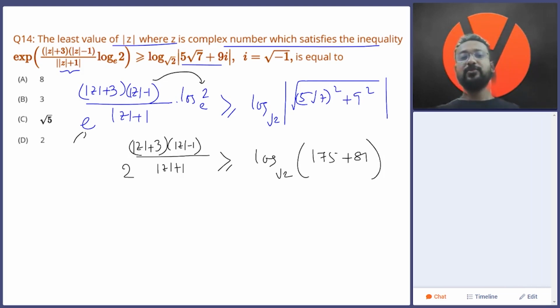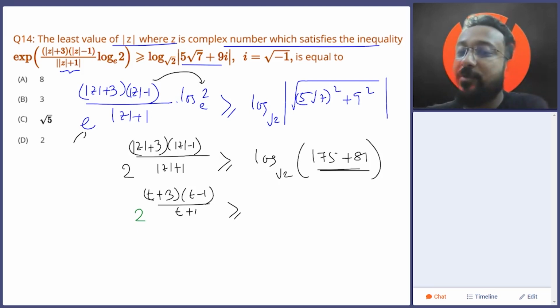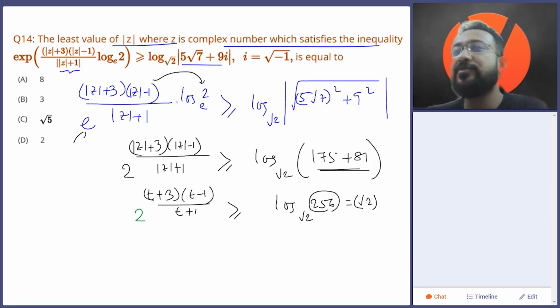So what to do with this mod z? Wait a minute. Let's see. For simplicity, I'm writing t as mod z. So t plus 3 into t minus 1 by t plus 1. Now the right hand side, we are focusing on making it in the power of root 2. I think you can see how much it is coming: 256. So this will be log of 256 base root 2. So I'm trying to write this 256 as a power of root 2. 256 is 2 to the power 8, so it'll be root 2 to the power 16. Do you all agree with me?